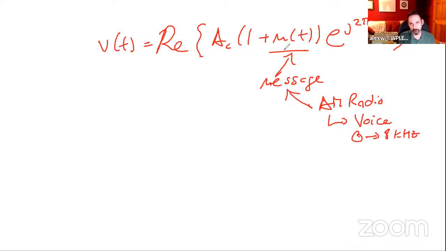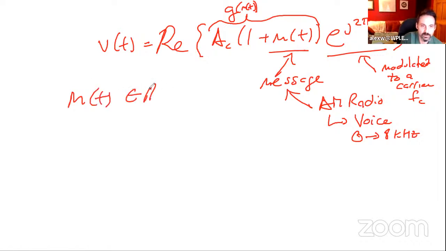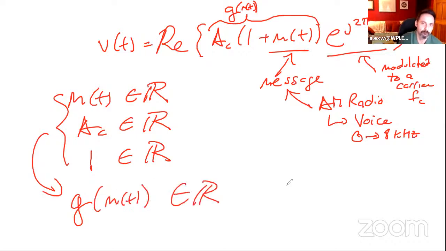So if we have that message, the AM process, that's your g of m of t. That's the mapping of that human speech signal to some sort of baseband representation that then gets modulated to a carrier f_c. This is really neat. First of all, the human speech m(t) representation is real. A_c is real, and obviously the number 1 is real. Therefore the mapping is going to produce values that are real. So let's keep that in mind.